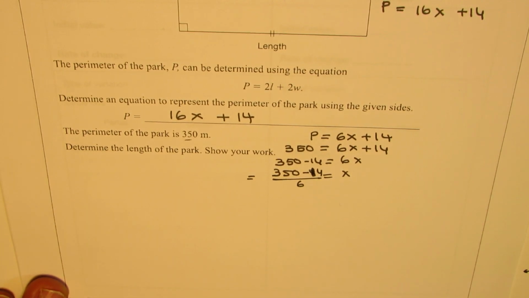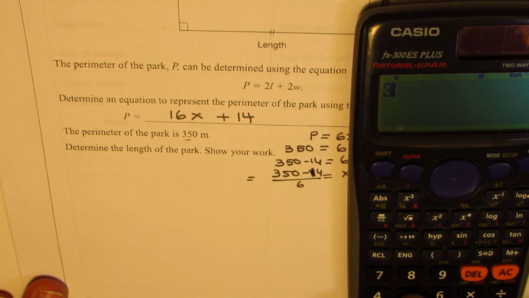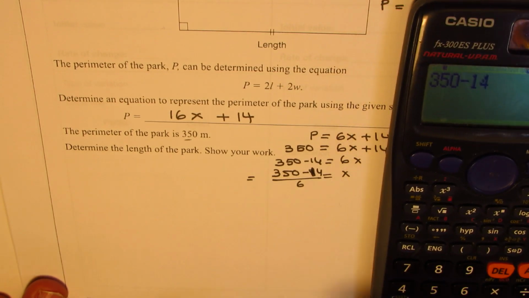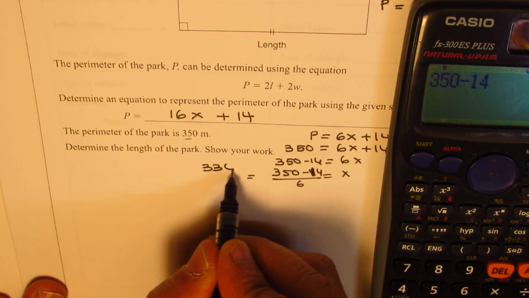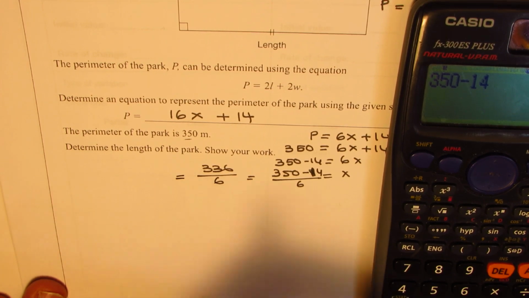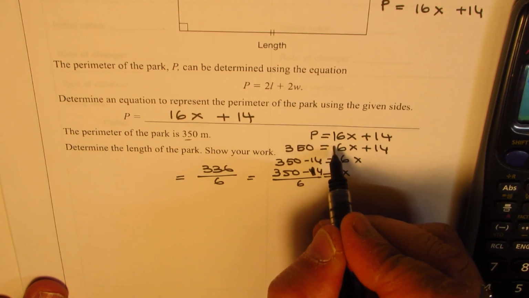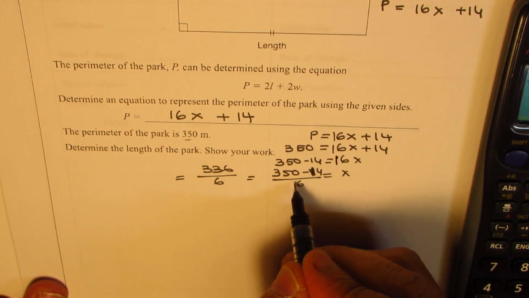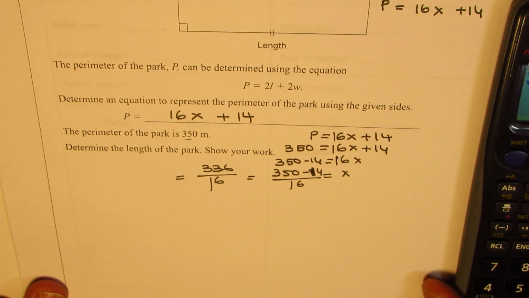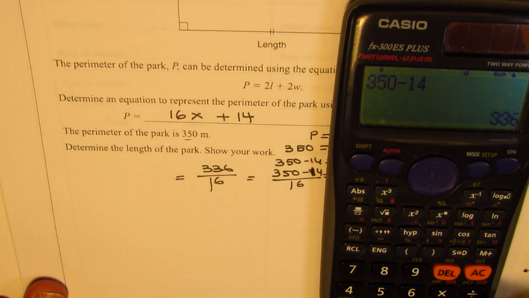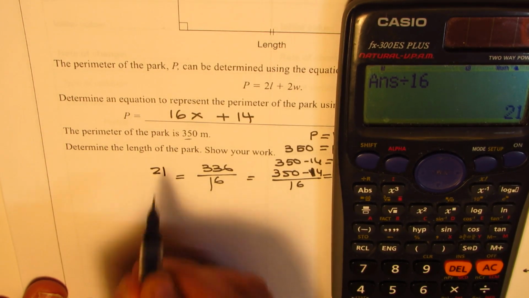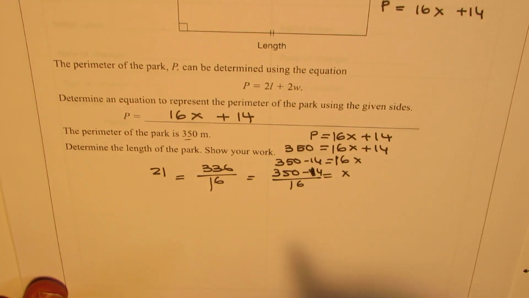So let's use the calculator to find this out. 350 minus 14 is equal to 336. And we are going to divide this by 6. Sorry, this is not 6 but 16. I'm so sorry. 16. So not 6. Okay. So we have 336. We are going to divide by 16 and it is equal to 21. So we know the value of x is 21.